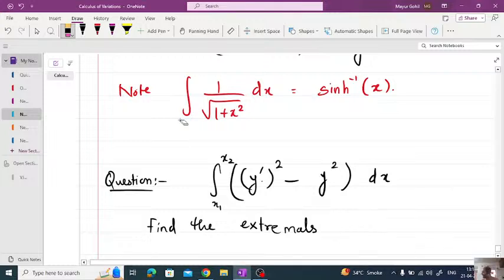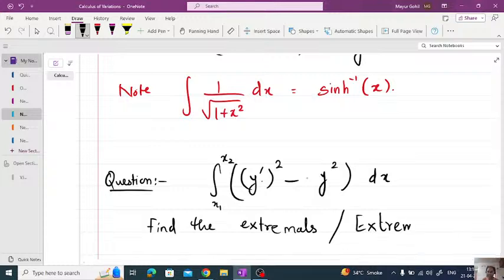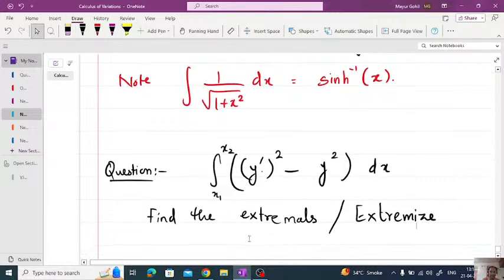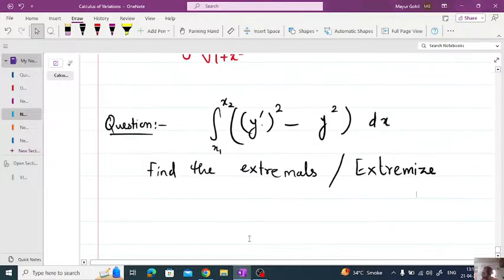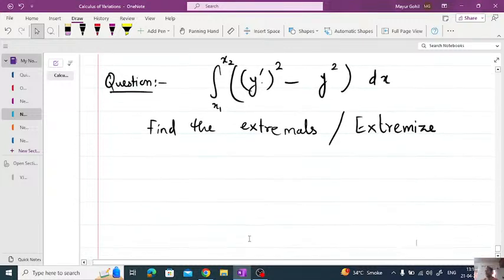Okay, find the extremals or solve. They generally say find the extremal or extremize. This is also the word they say, extremize. Okay, they will just say extremize. So this is the kind of question you can get, and how to handle. This is what is there.